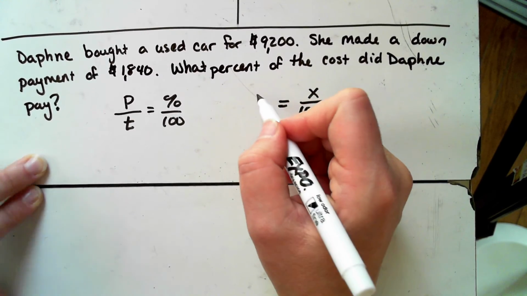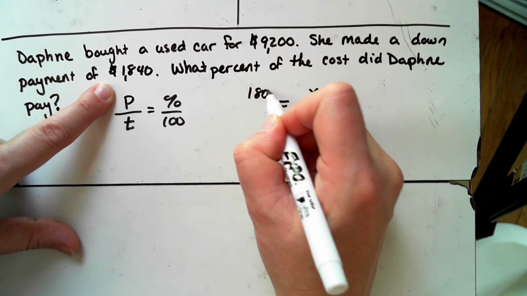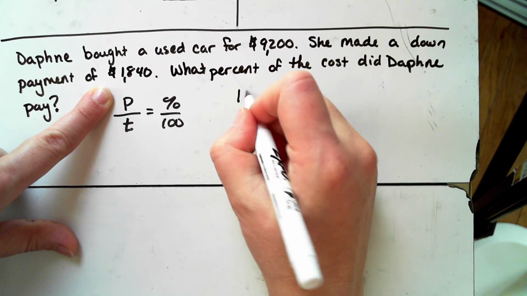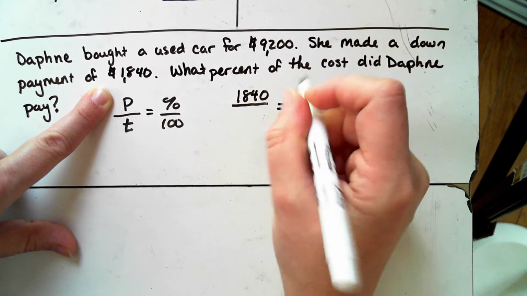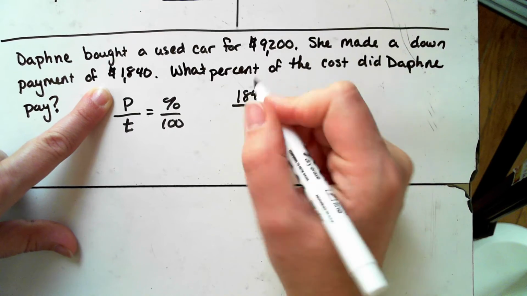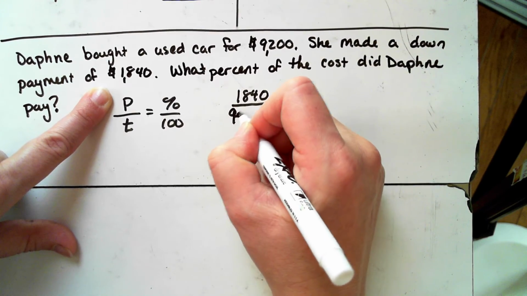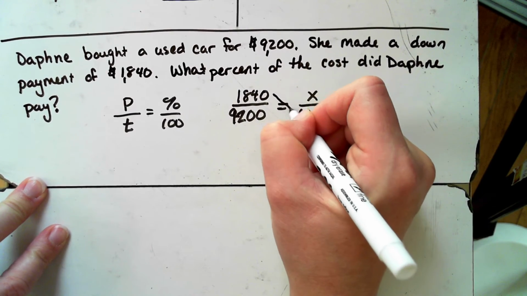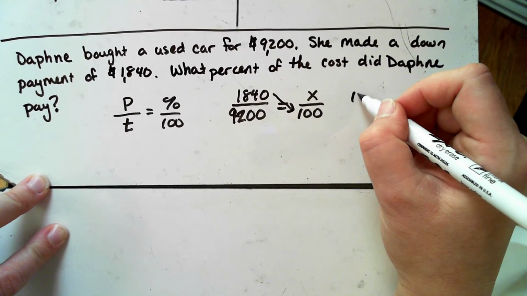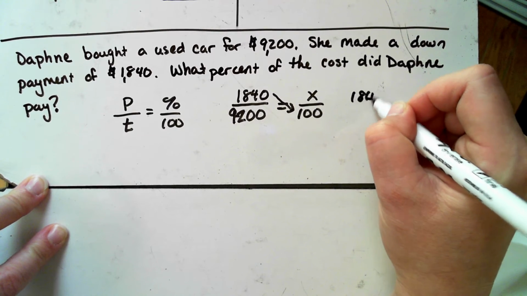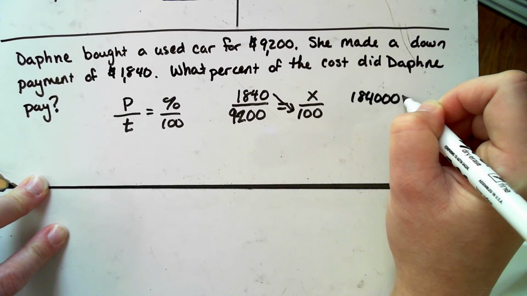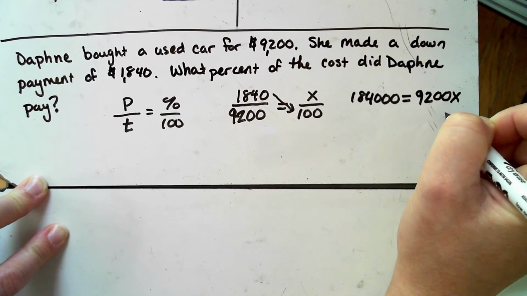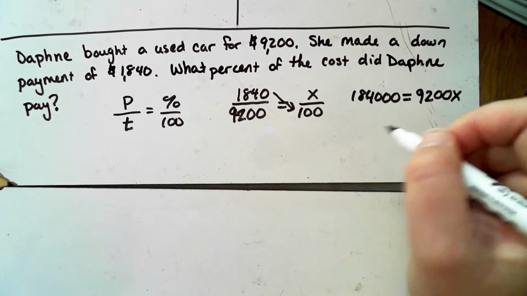And the part that she already paid was $1,840. Let me rewrite that. And the total amount that she had to pay was $92,000. So now we just need to solve this. I'm going to use a cross product. So it's 1,840 times 100, and it's going to equal 92,000 times X. Now I just have to divide to get X alone.